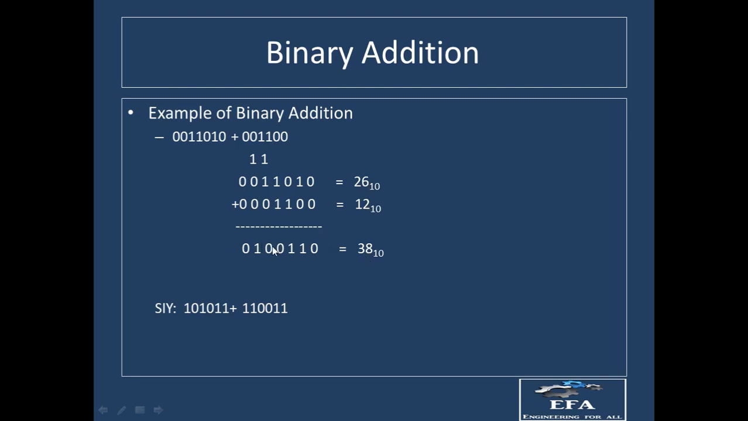Now there is an example over here which you have to solve yourself. You have to add two numbers, that is 101011 with 110011. This is for you people, you have to do it yourself. You can write the answer in the comments also.